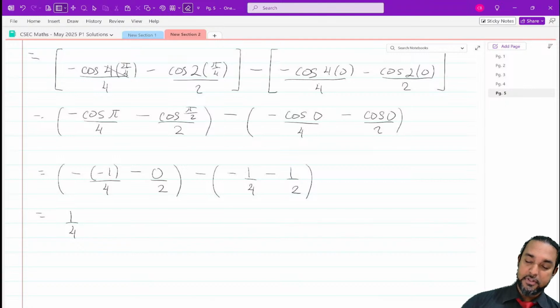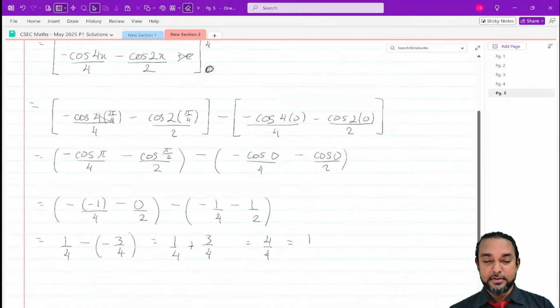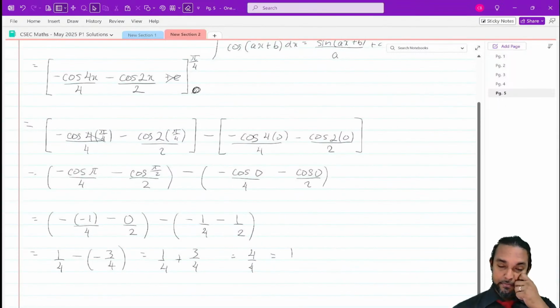Now minus a quarter minus a half is minus 3/4. And when you minus 3/4, guess what? You minus a minus, you get a plus. And 1/4 plus 3/4 is 4/4, which is equal to 1. So all this lovely hullabaloo boils down to 1.